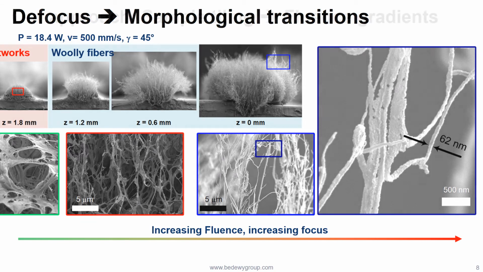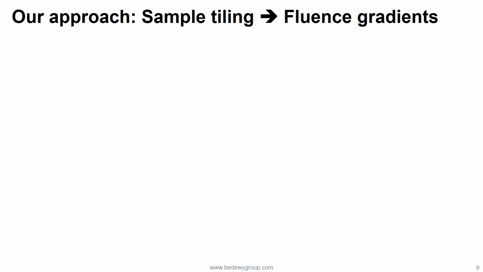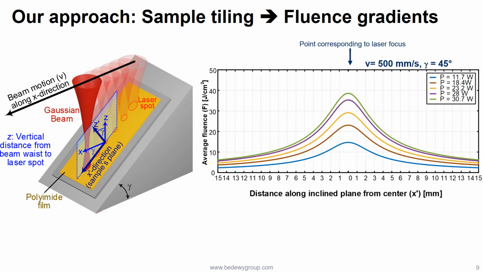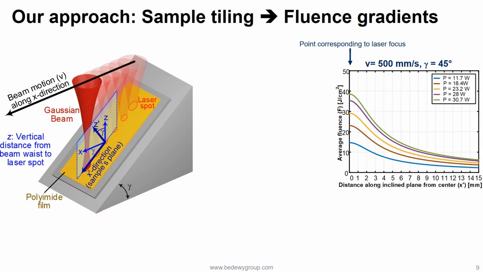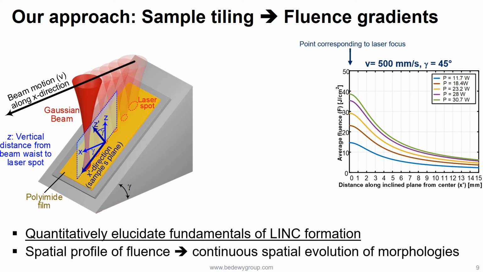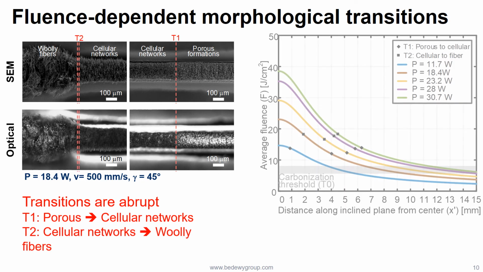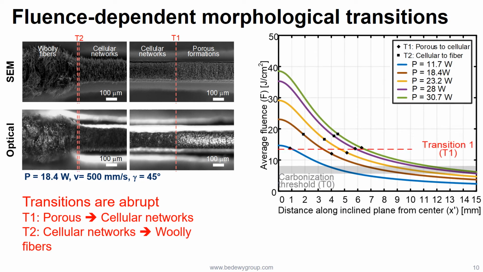To identify the exact fluence values of these transitions, we develop a technique to create spatial fluence gradients along a lased line by tilting the samples and lasing at different powers. This allows us to monitor the evolution of morphology continuously. Again, we notice the same transitions, which appear to be abrupt. We label the first transition from porous to cellular networks as T1 and from cellular to fibers as T2. We also identify the exact fluence values which they occur at.